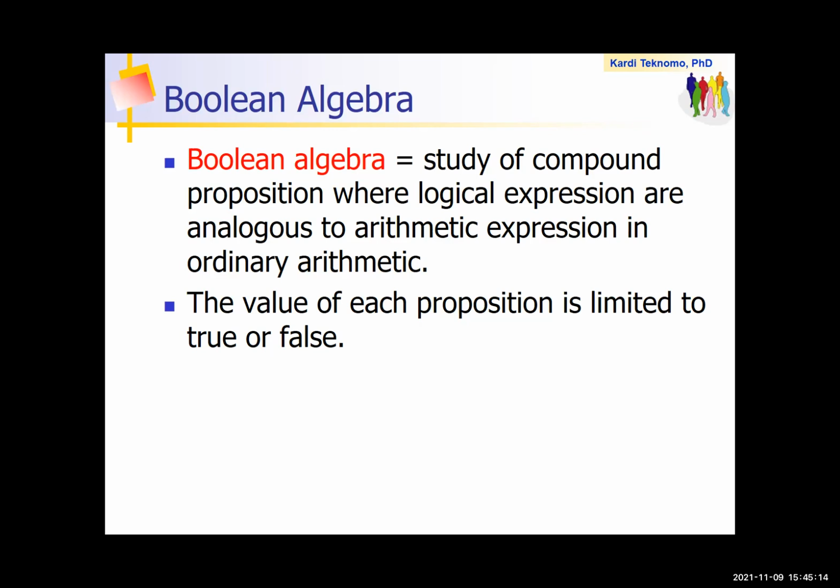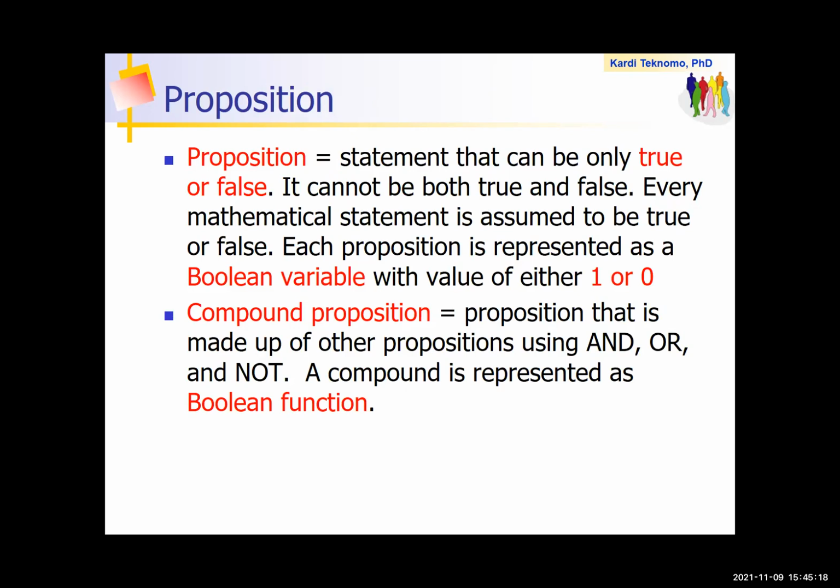The value of each proposition is limited to true or false. You know already the proposition: a statement that can only be true or false, cannot be both. Every mathematical statement is assumed to be true or false, so a proposition can be represented as a Boolean variable. True is equal to 1. False is equal to 0. That's it.